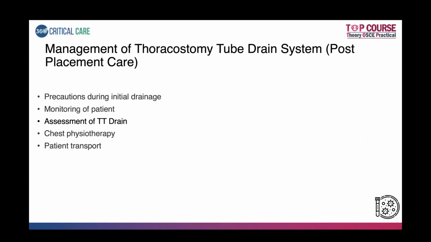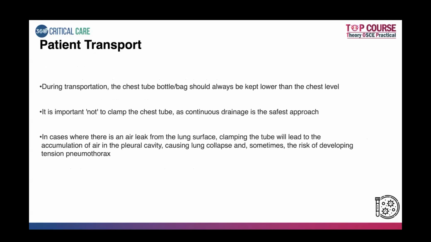And the last part of it is patient transport. During transportation, the chest tube bottle and bag should always be kept below the level of the chest. It is important not to clamp the chest tube, as continuous drainage is the safest approach. In cases where there is an air leak from a lung surface, clamping the tube will lead to accumulation of air in the pleural cavity, causing lung collapse and sometimes increasing the risk of developing a tension pneumothorax.